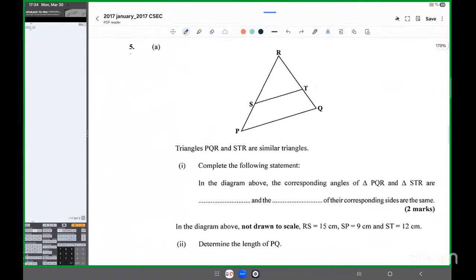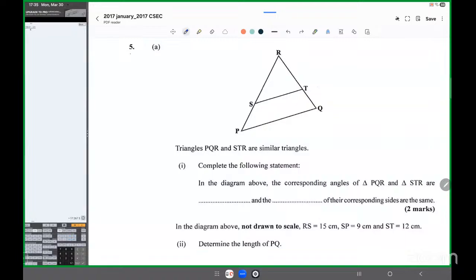Number 5. Number 5 says, triangle PQR and STR are similar. They are similar because this line across here is parallel to this line out here. So the two similar triangles, therefore, are this one and the big one. What do we know about similar triangles?